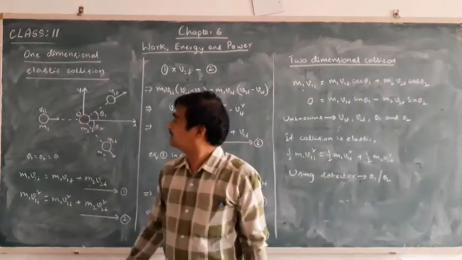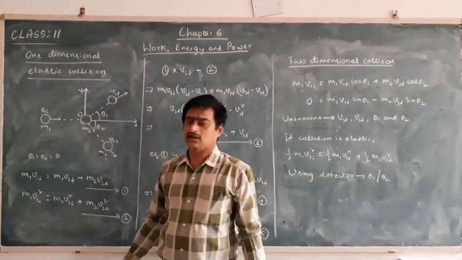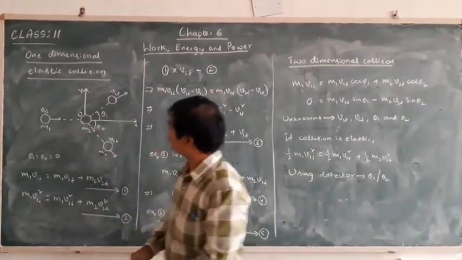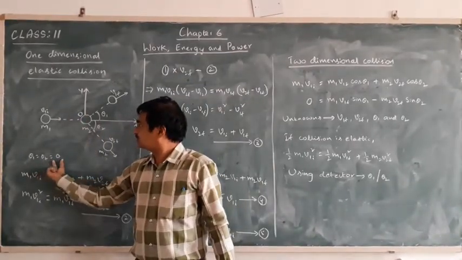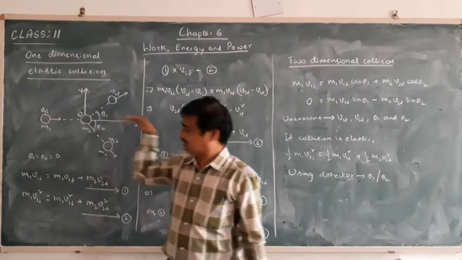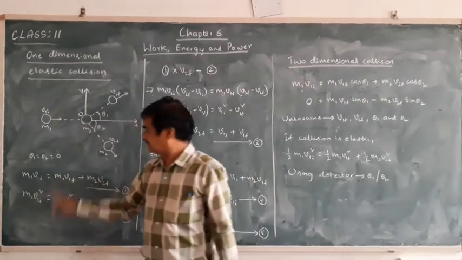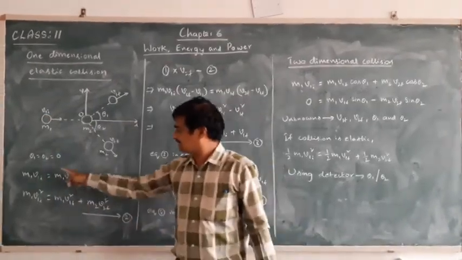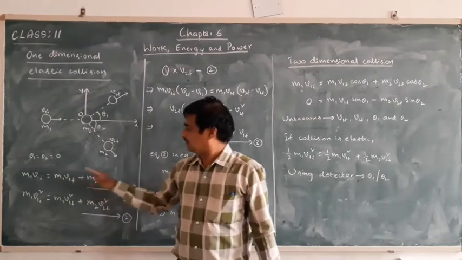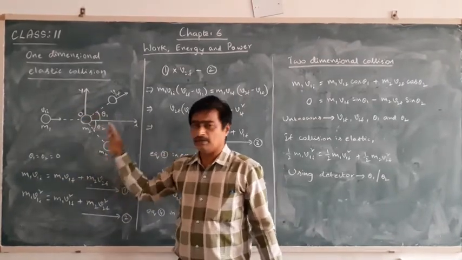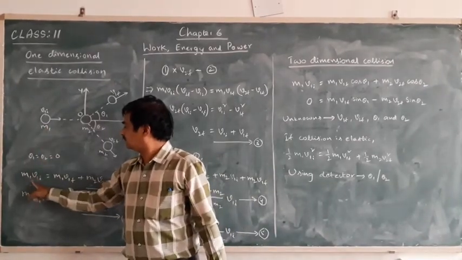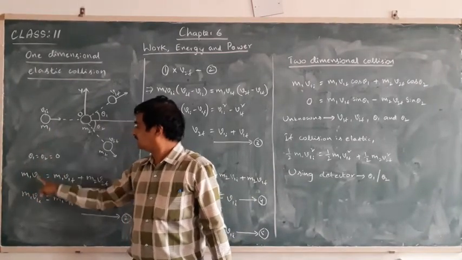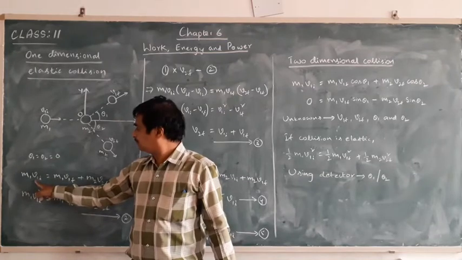The next one is one-dimensional elastic collision. For this one, we are going to take theta 1 is equal to theta 2 is equal to 0, that is in only one direction. Then apply the conservation theorem for the two bodies before and after collision. We are going to get m1 v1i, that is the momentum before collision.